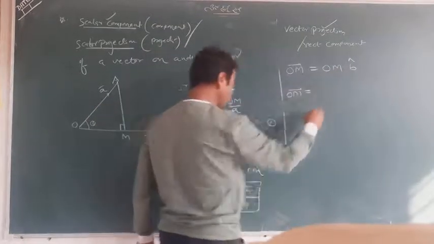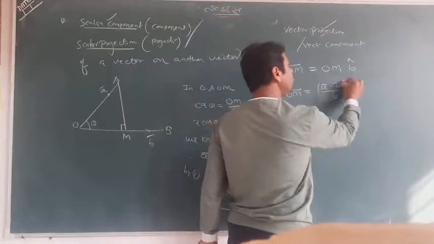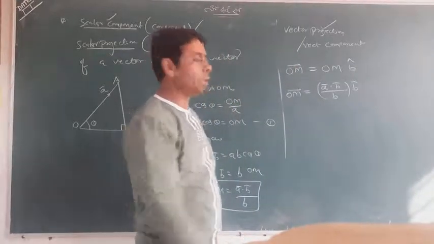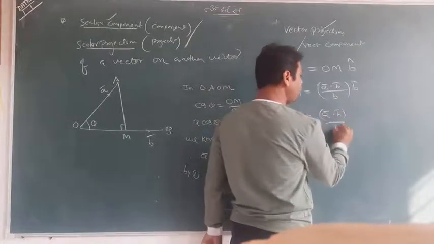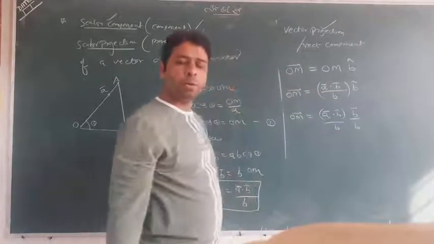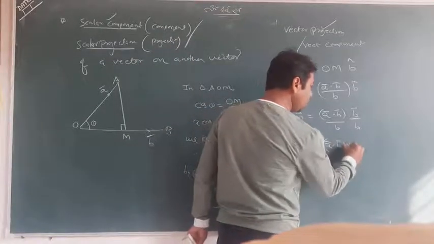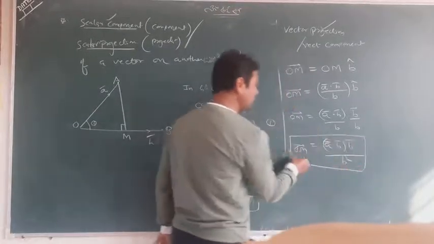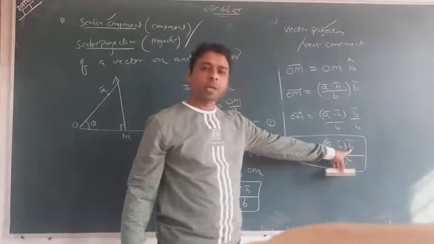OM is equal to what? OM you got as A dot B upon mod B. So put here A dot B upon mod B into B cap. This is the answer. So simple an answer you got. One more thing, if you want to simplify that, B cap you can write as vector B upon mod B. You know the definition. So this time it becomes A dot B into B upon mod B square.